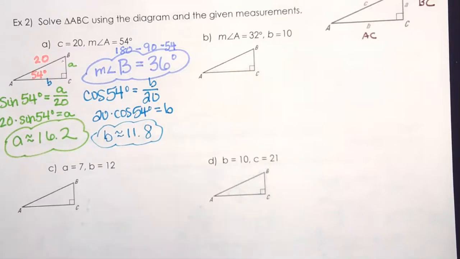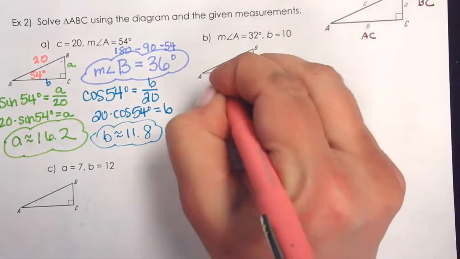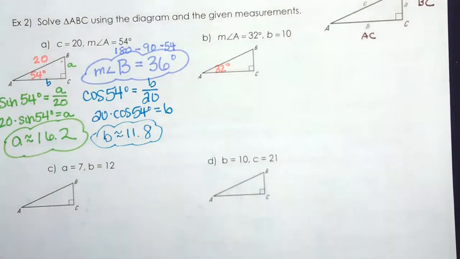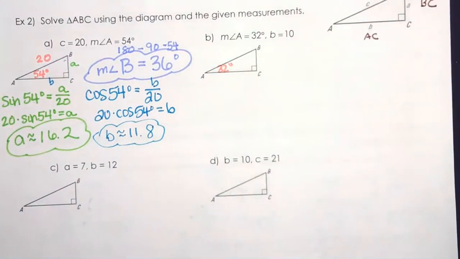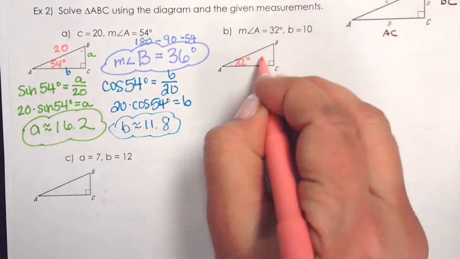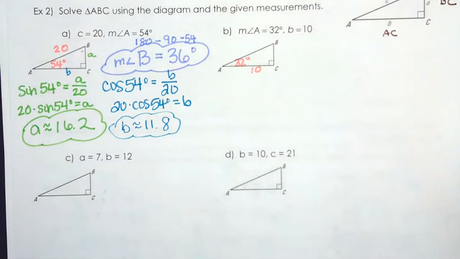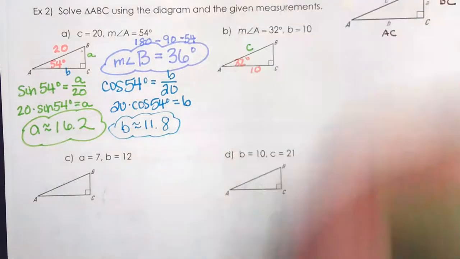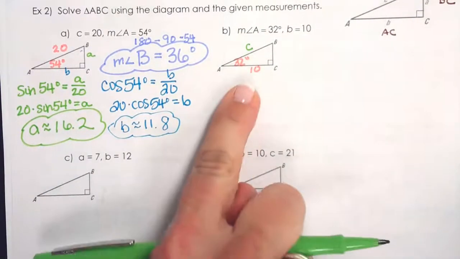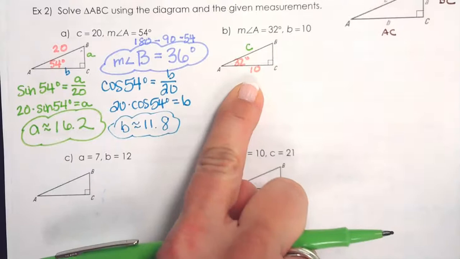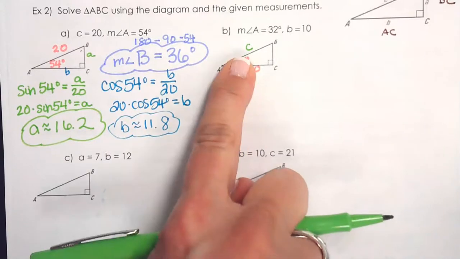Let's label what we have. We have that the measure of angle A is 32 degrees. And we have that side B, which is across from angle B, is 10. Okay. What would you guys like to find first? Hypotenuse, okay. So our hypotenuse is going to be labeled as C, okay? So 10 is adjacent, C is the hypotenuse.